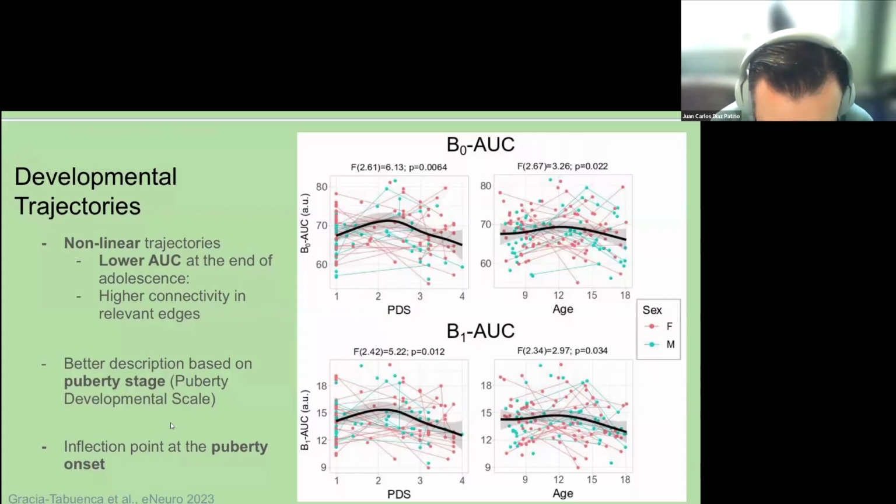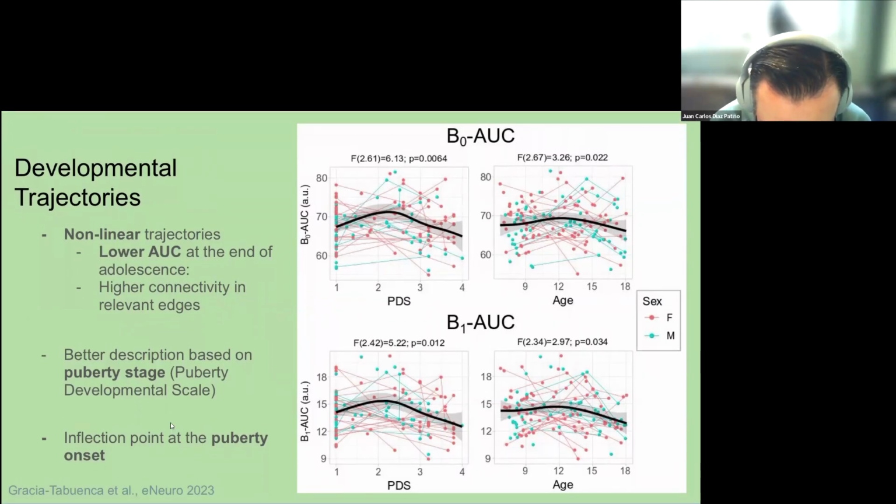And well, it's a good description of the changes in the brain. But if we use the age as an indicator of the changes in the functional connectivity, it's not as clear as the pubertal development status. And this is because some kids enter puberty at different ages. So the pubertal development status is a better descriptor for the changes in the puberty of each of the children.